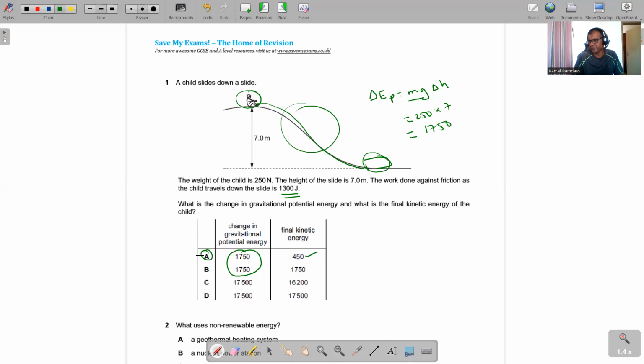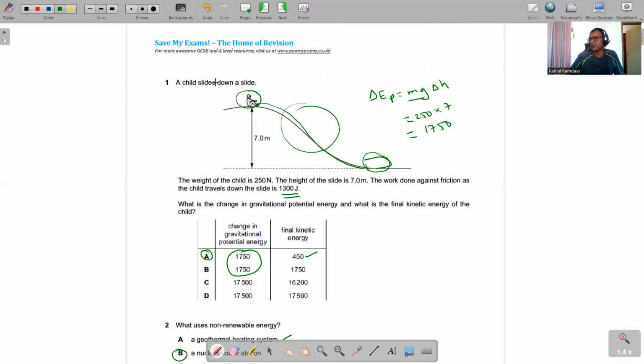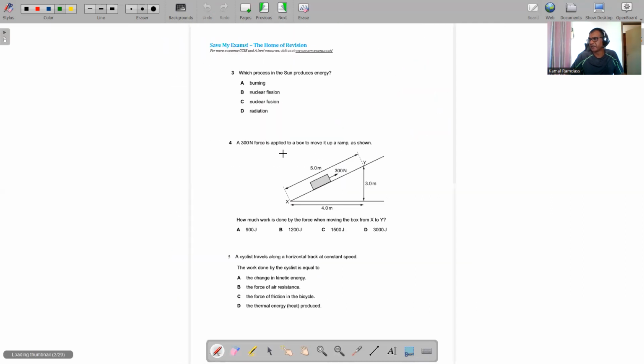C'est première réponse. What uses non-renewable energy? Geothermal, c'est renewable, solar panel, renewable, wind, c'est renewable, nuclear power station uses uranium, which is non-renewable. Allez, next.